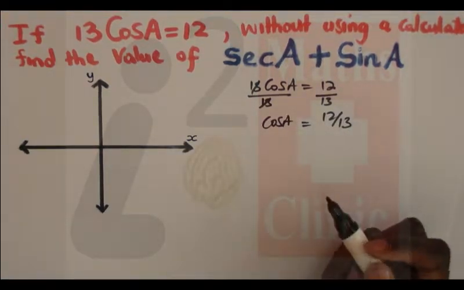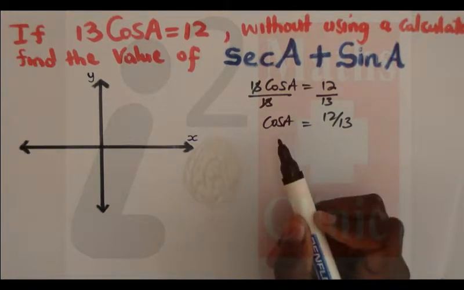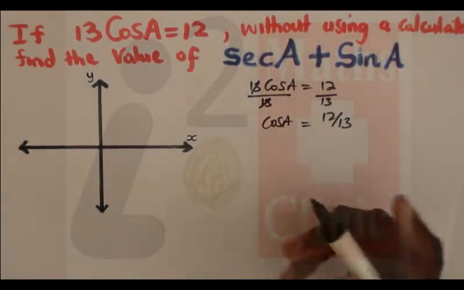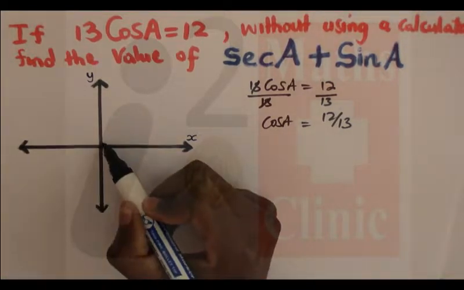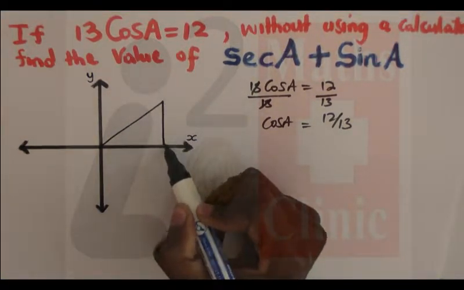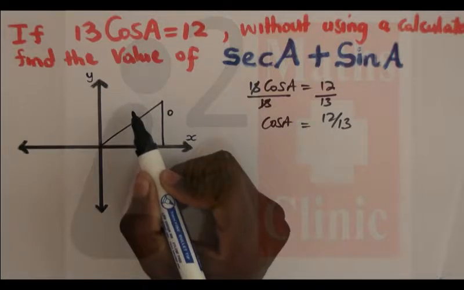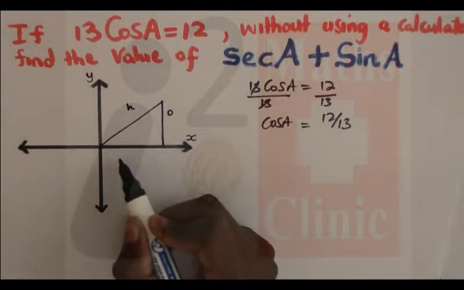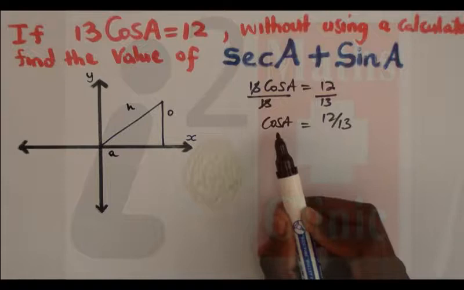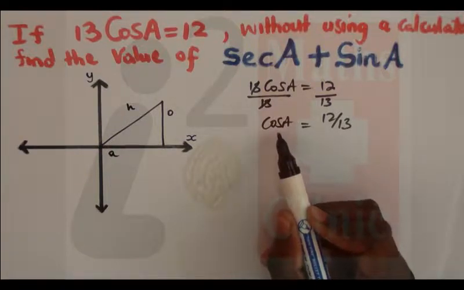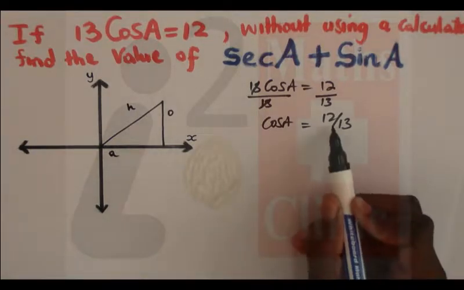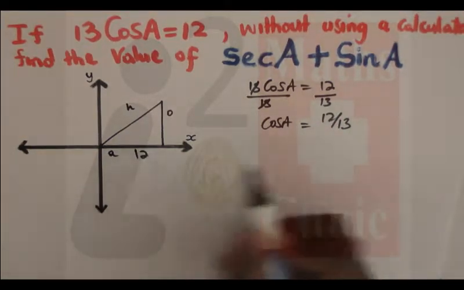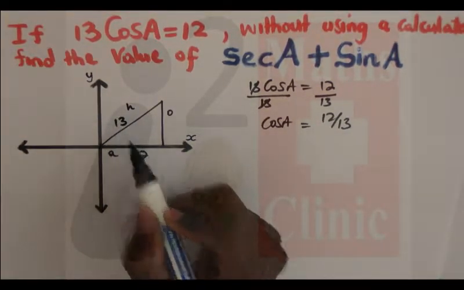Now remember that cos is the adjacent side over the hypotenuse side. So let's draw our triangle. This is the opposite side, this is the hypotenuse side and this is the adjacent side. So cos is the adjacent side over the hypotenuse side. The adjacent side here is 12 and the hypotenuse side is 13.